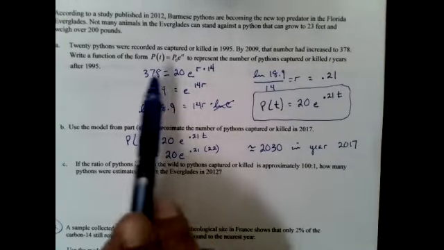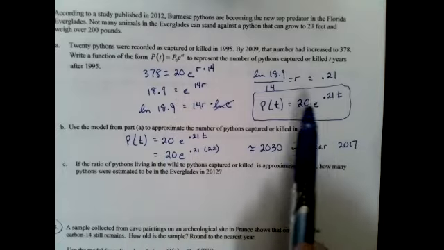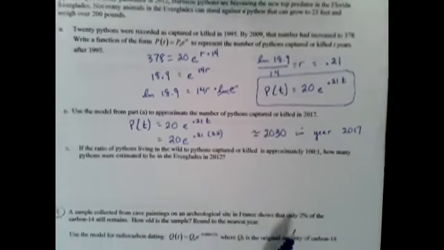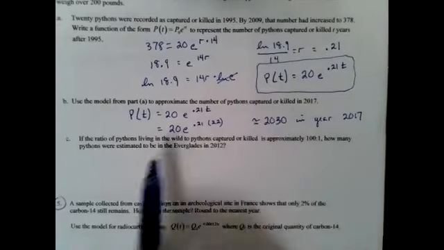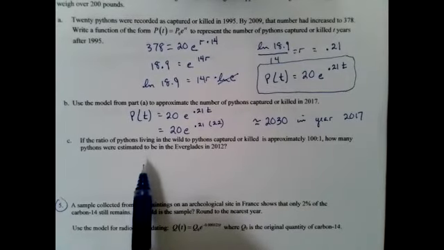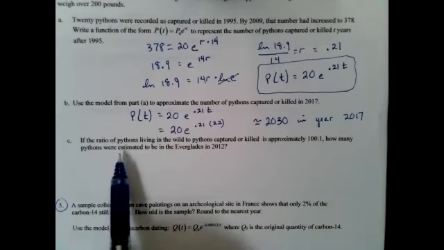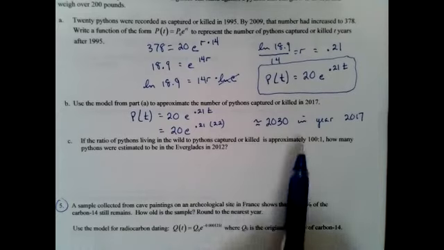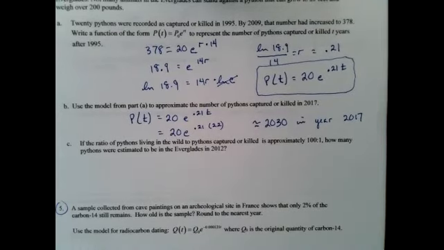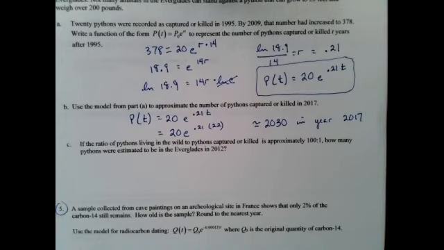My initial data helped me create an equation. I'm now using that equation. And that was killed or captured, right? Killed or captured. If the ratio of pythons living in the wild to the pythons killed or captured is approximately 100 to 1, how many pythons were in there in 2012?